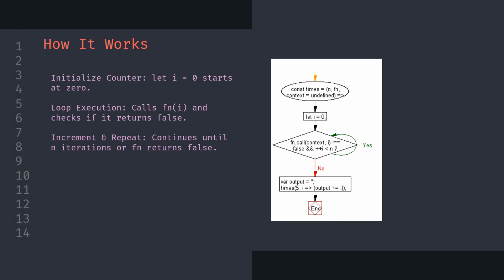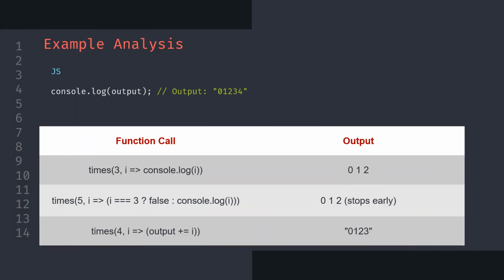This function allows controlled iteration, where let i = 0 starts at 0 and can be stopped early if needed by returning false. The function stops early if false is returned. Otherwise, it iterates n times, executing the provided callback.